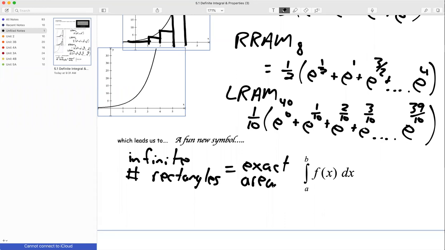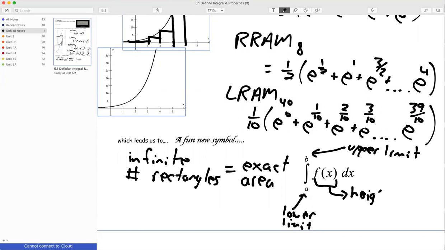So let me just write down what the notation here means. Okay, so the a here is the lower limit. b here is the upper limit. The f of x here, if I'm doing a Riemann sum, is going to give the height of my rectangle, the y value. And the dx here would give me the base of my rectangle. It's the change in x.